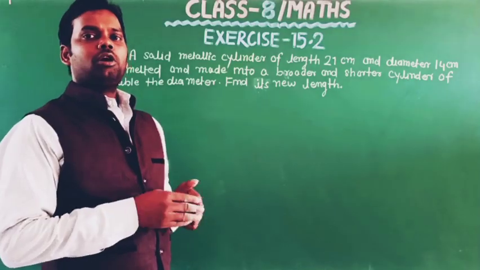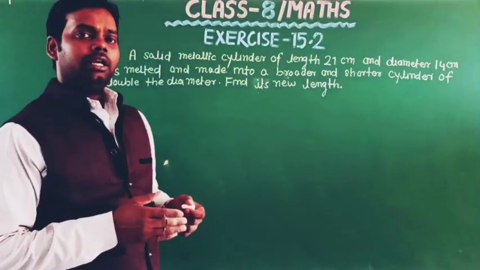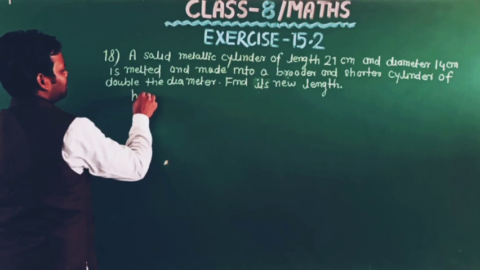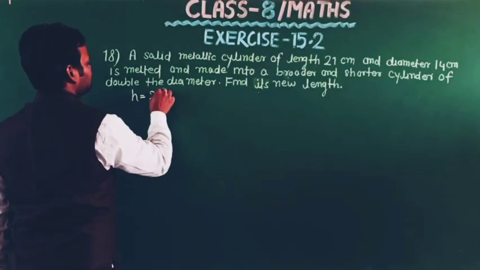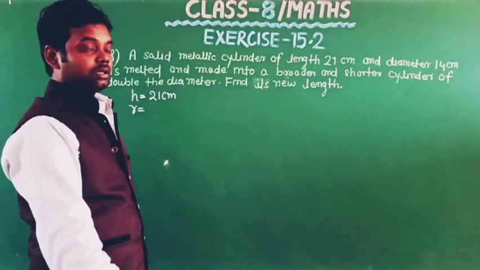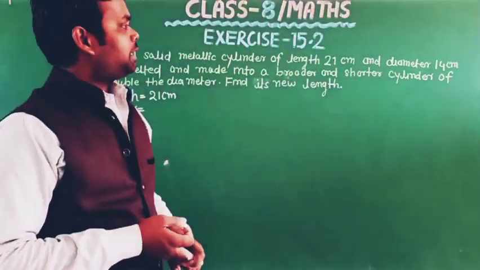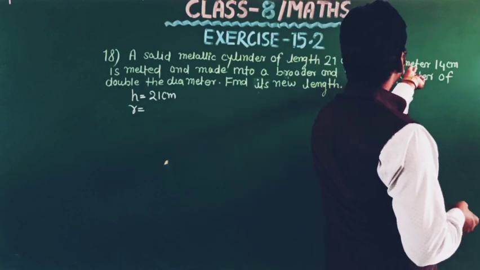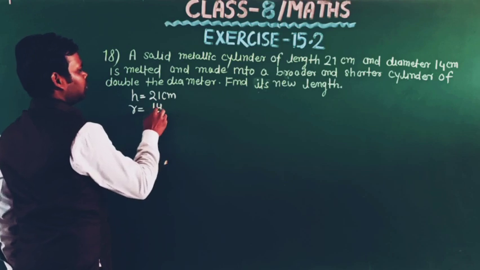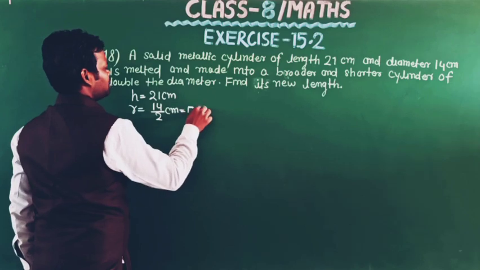Let small h and small r be the height and radius of the given solid metallic cylinder. The length is given, which is equal to 21 centimeter, and small r means the radius of the base of the metallic cylinder. Its diameter is given as 14 centimeters, so the radius would be equal to 14 by 2 centimeter, equal to 7 centimeter.